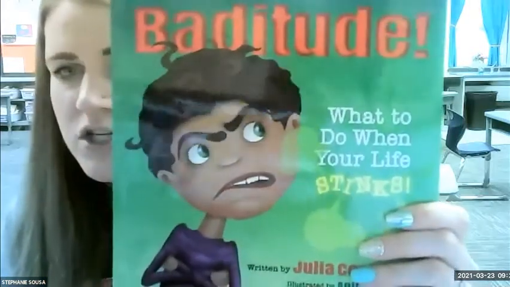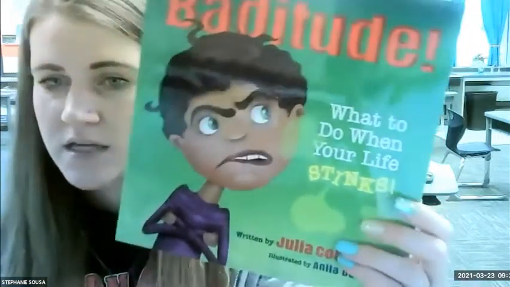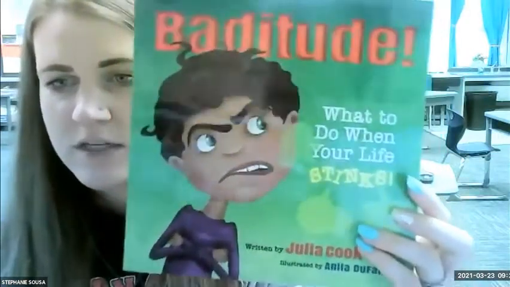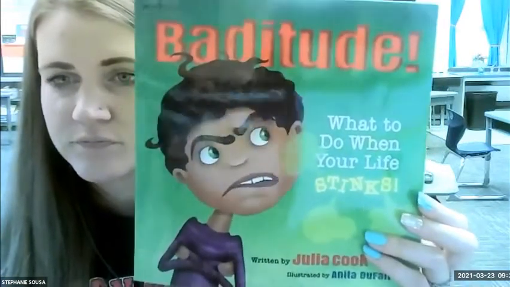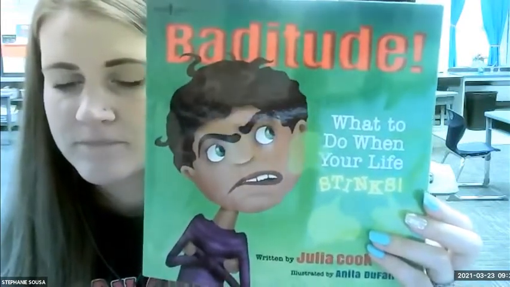What about this one? Batitude. What to do when your life just stinks. What can we learn from this text? Batitude. Aiden G? That you shouldn't have an attitude, because if you do, you won't get your ways.